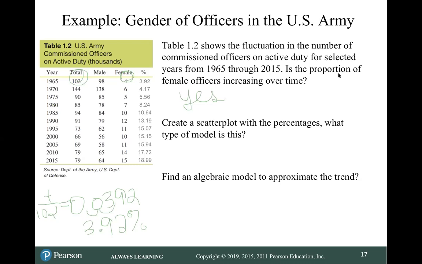So now what we want to do is create a scatter plot with the percentages, and we want to see what type of model this is. So if you'll remember back to last night's homework, in order to create the scatter plot, we're going to have to put this information in the calculator. But what information do we want to put in? Well, I would like to look at the trend of female officers over time. So we want the year. That can be our X column, our first column. And we want the percentages, that can be the Y column. And you're going to go ahead and put this into your calculator and try plotting it as a scatter plot.